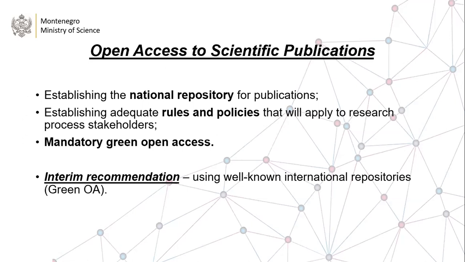In terms of open access to scientific publications, the first step would imply creating a national repository for publications that would be a single point of access to overall national research results, as well as devising adequate rules for its use that will apply to all stakeholders taking part in the research process. Once this infrastructure is established and the rules are prescribed, the practice of green open access will become mandatory, which means that all publications that result from publicly funded research will have to be deposited in the national repository and be made available for reading, downloading, printing, etc.